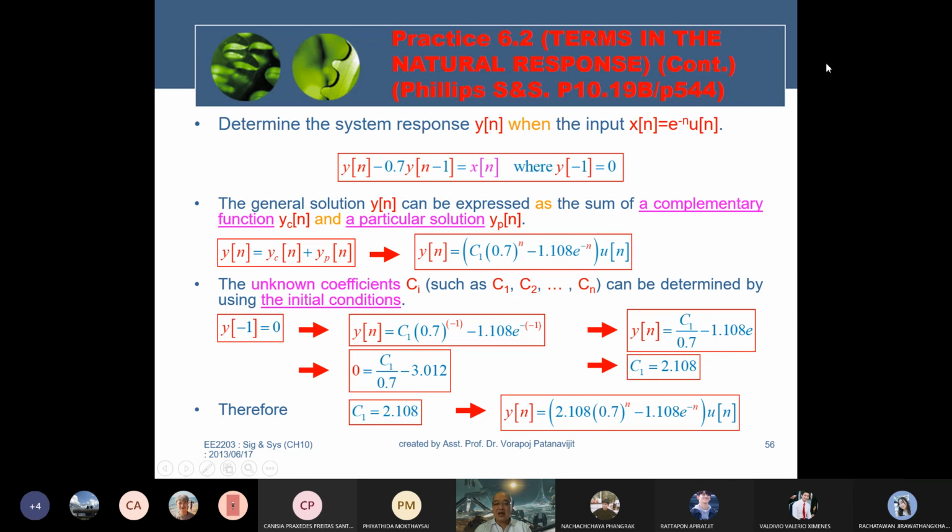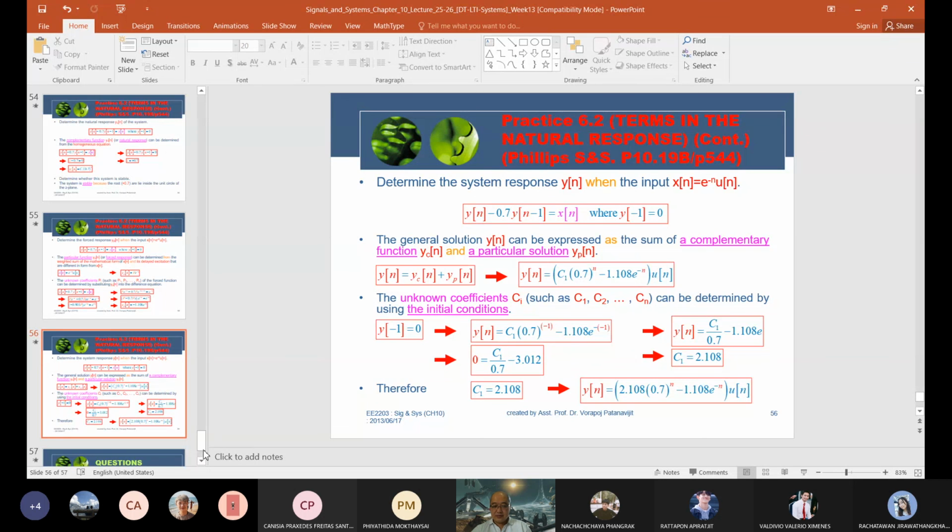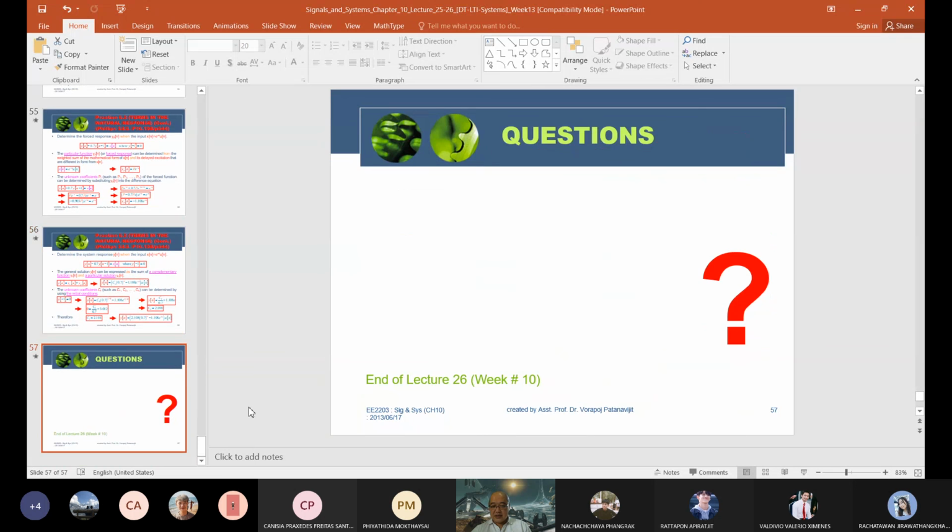This is provided as a guideline. It's all for this. The next time we will start the last chapter.